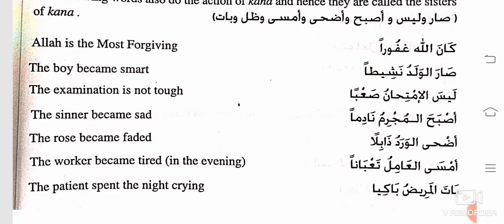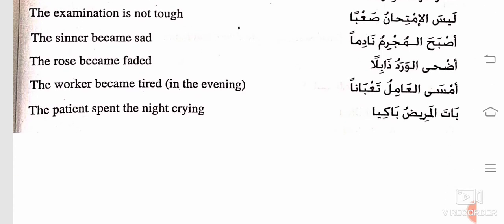Then Adhalla al Wardu Dabila, the rose became faded. Wardu is Raf'a because it is the ism of Adhalla, who is the sister of Kana. Then Amsal Amilu Ta'bana, the worker became tired. Amil is Raf'a because it is the ism of Amsa, who is the sister of Kana. Then Batal Maridu Bakiya, the patient spent the night crying. Marid is Raf'a because it is the ism of Bata, who is the sister of Kana.